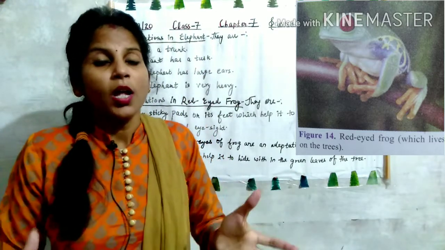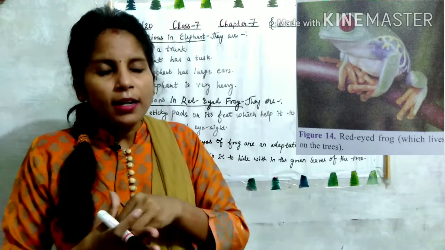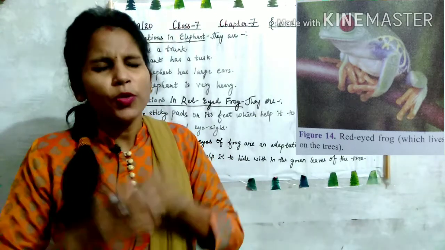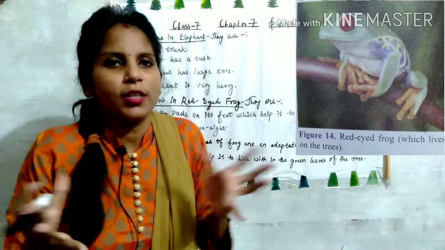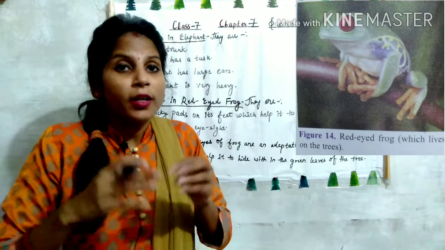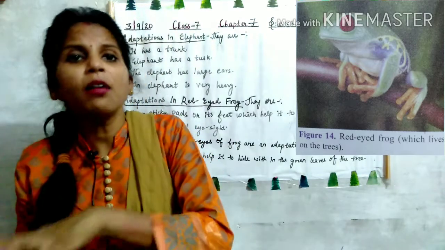And what does it do? जब कोई predator इनको अटैक करता है सोए हुए frog के ऊपर, तो suddenly when it open its eyes, तो इसकी red color की eyes देख के वो क्या हो जाता है, frightened हो जाता है, and the frog get time to escape from the predator.